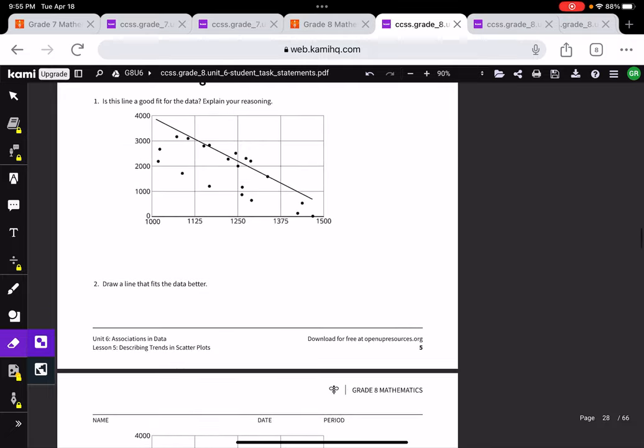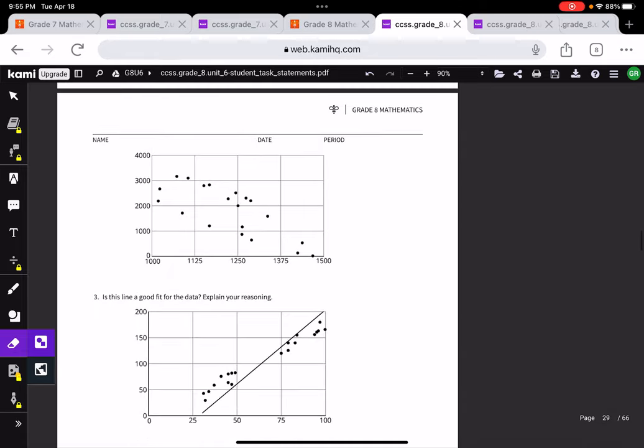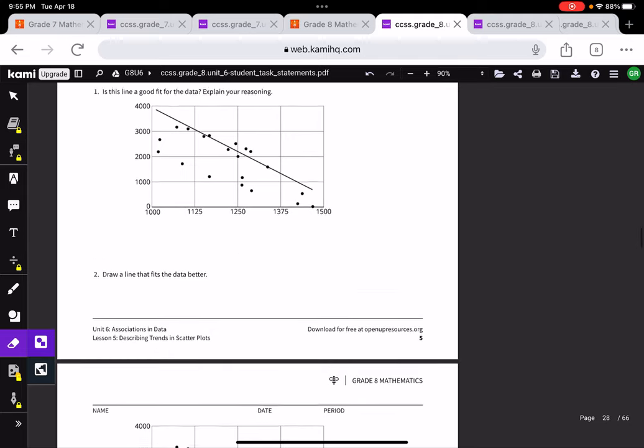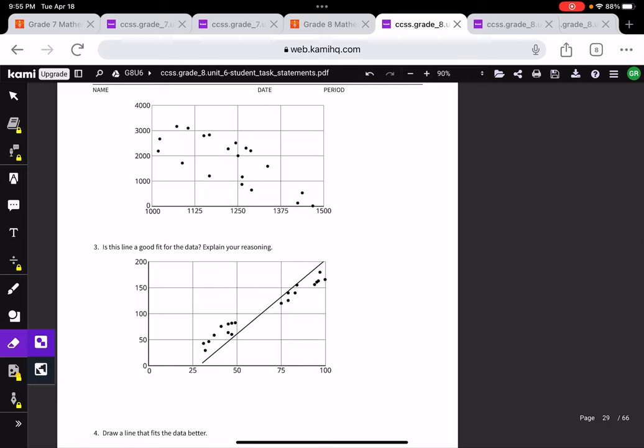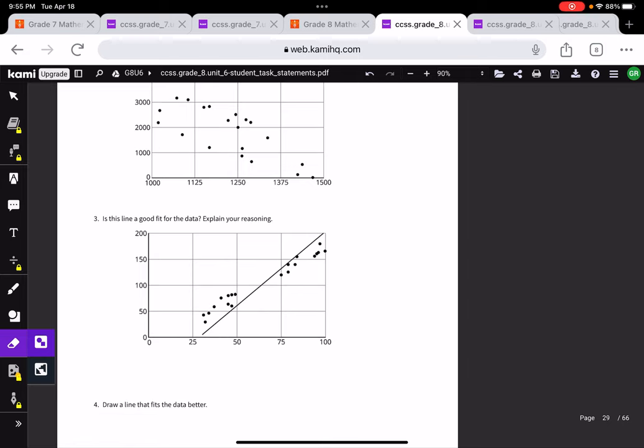Oh, you could draw it on number 1. It's asking you to draw it down here, or for you it might just be to the right. So I'll leave it up to you wherever you draw it. And then number 3, is this line a good fit for the data? Explain it. Draw a line that fits better. It's kind of a good fit, but yeah, it's hard to say. Yeah, I can definitely see a better line being drawn.